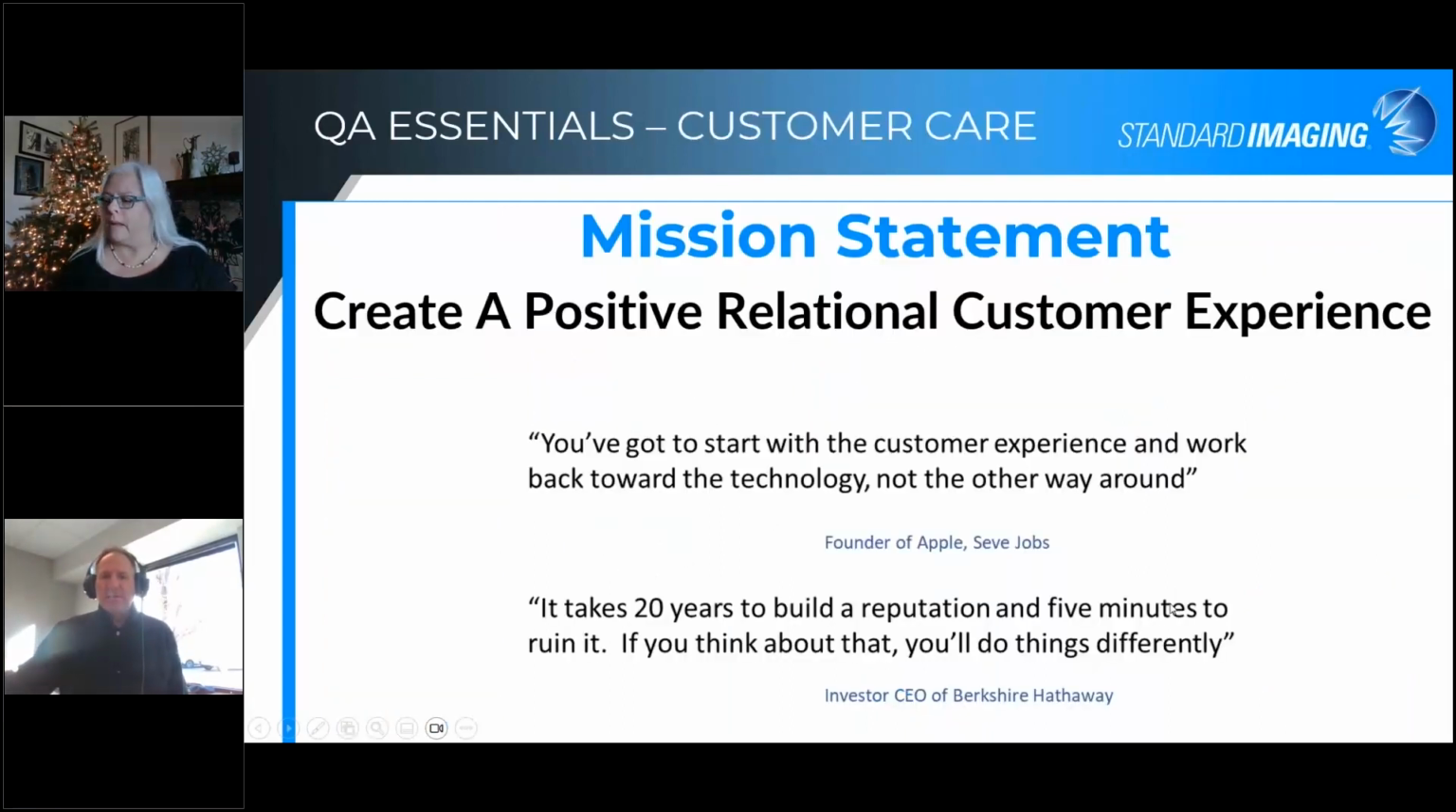Our team mission is to create a positive relational customer experience. That sounds like a very lofty goal. Can you explain what that means in more concrete terms for our listeners? Absolutely. We always want to put ourselves in our customers' shoes and treat them as if we were the ones who needed the assistance. We sincerely want our customers to have a great experience with our products.